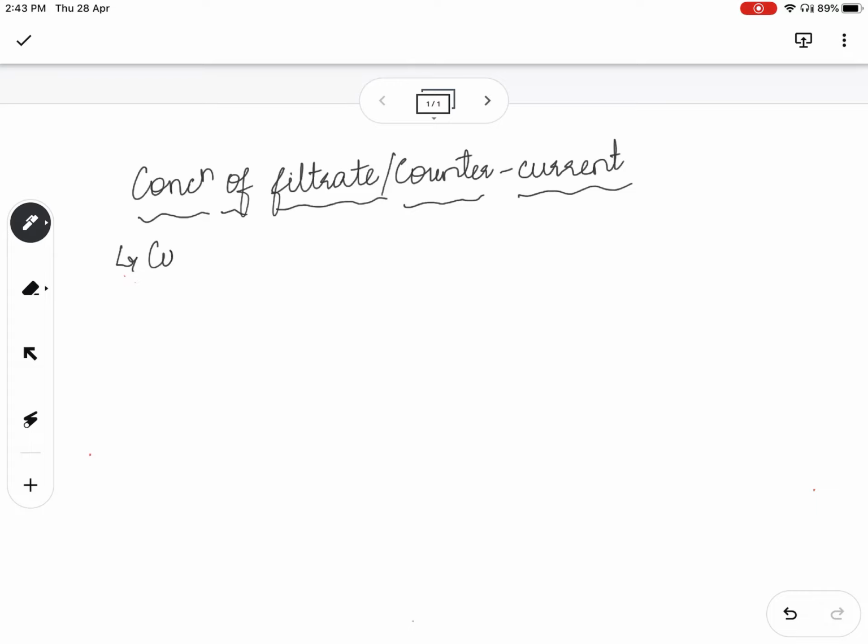Now, mammals have got the ability to produce what type of urine? Concentrated urine. Those two which play a significant role in the production of concentrated urine are the loop of Henle, and the other one is vasa recta. Okay, now what exactly is this vasa recta?